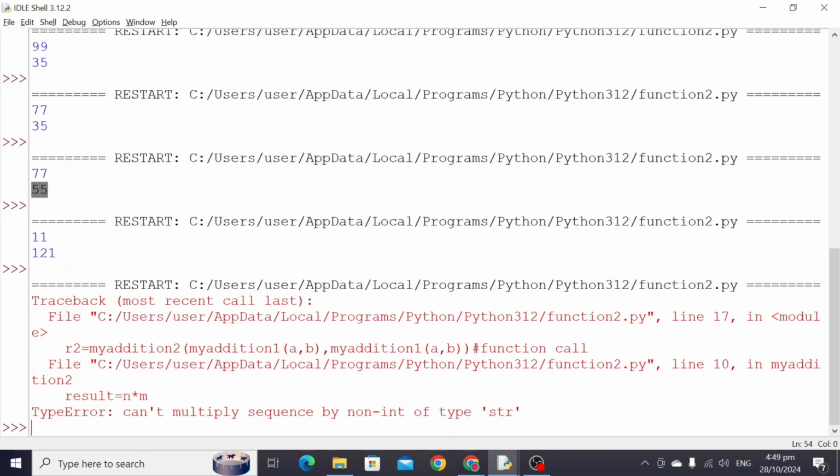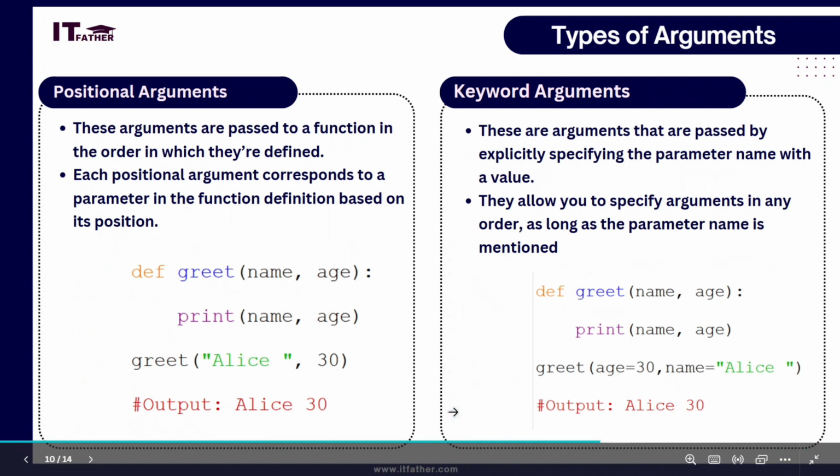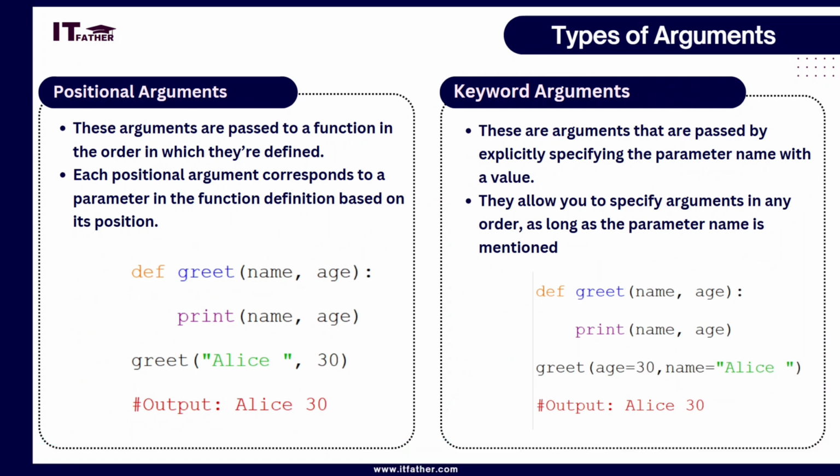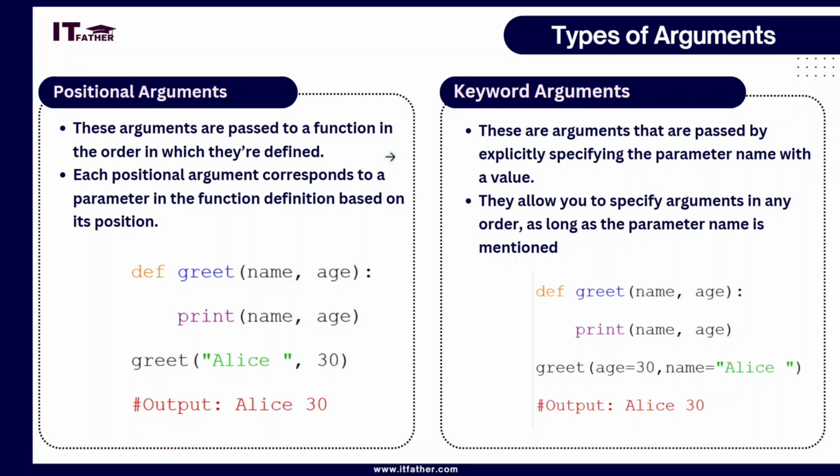Now next we have types of arguments. So how many types of arguments do we have? Basically we have 4 types of argument. The first is the positional argument. Try to understand what a positional argument is. These arguments are passed to the function in the order in which they are defined.